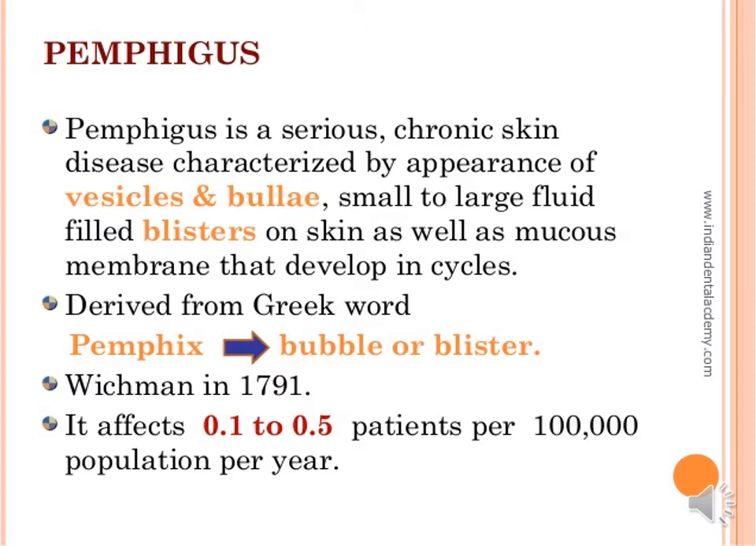أول من اكتشفها هي ويشمان in 1791. It affects 0.1 to 0.5 patients per 1,000 population per year. حقيقة هي البيمفيغاس هي كلمة لاتينية إغريقية جاية من bubble or blister. That is the formation of vesicles and bullae in the skin or mucous membrane of any part of the body.